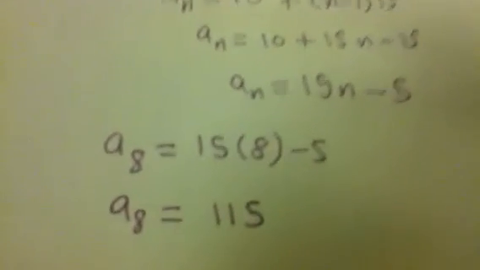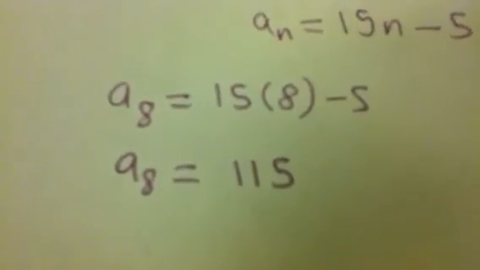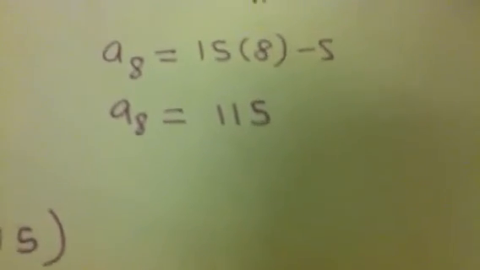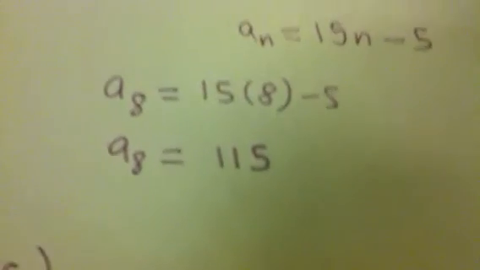So now the problem is asking, what is the total distance the object will fall in 8 seconds? Right now we want to find how many feet the penny will drop at the 8th second. So we're just going to plug in 8 into the formula we just found, 15n minus 5. 15 times 8 is 120, subtract 5 is 115. So at the 8th second, this penny drops 115 feet.